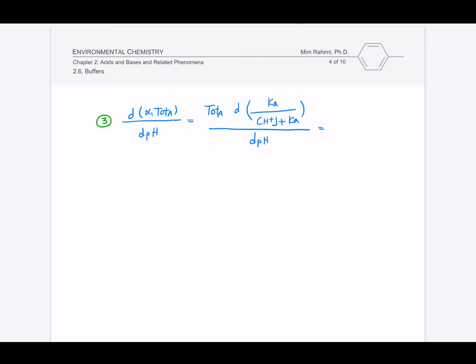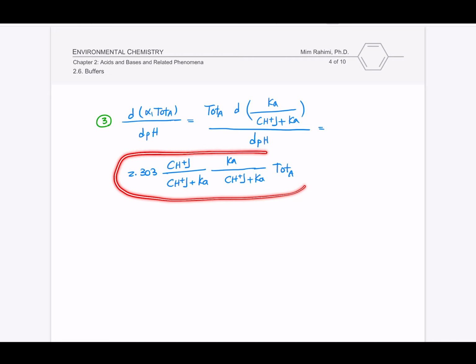So I'm not going to go through the derivative of this one, but eventually it would be 2.303 times H plus times Ka over H plus plus Ka, squared, times total A. So this is basically going from here to here. It's a combination of some of the rules that we had in that review notebook. So basically this is the contribution of that weak acid on the total beta.